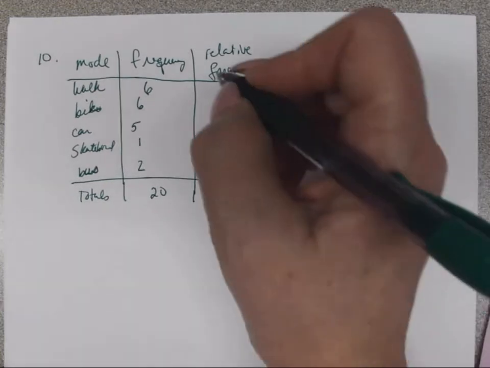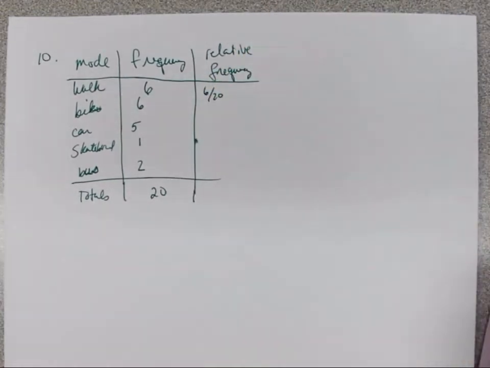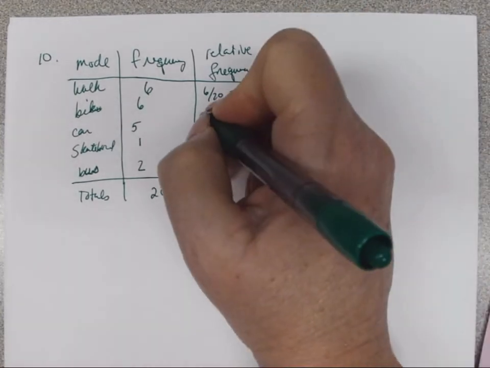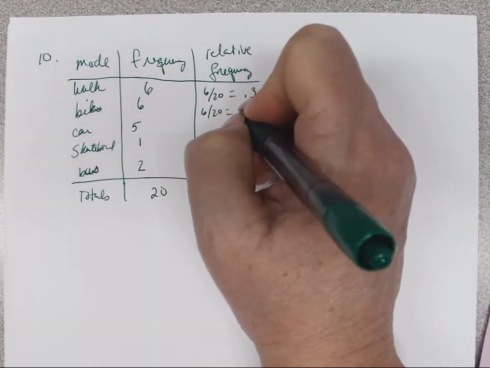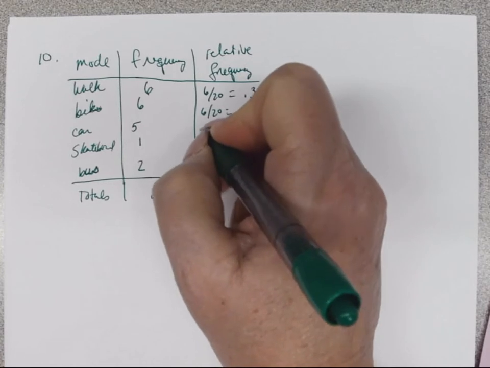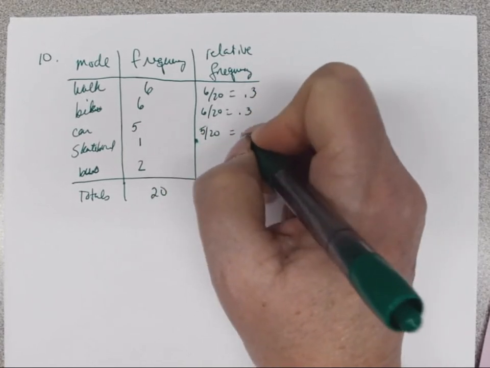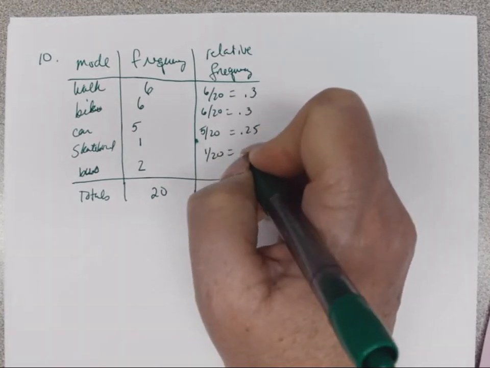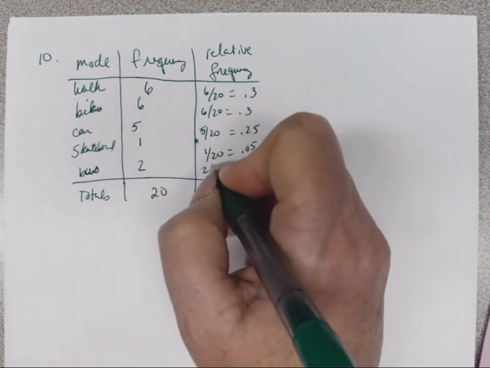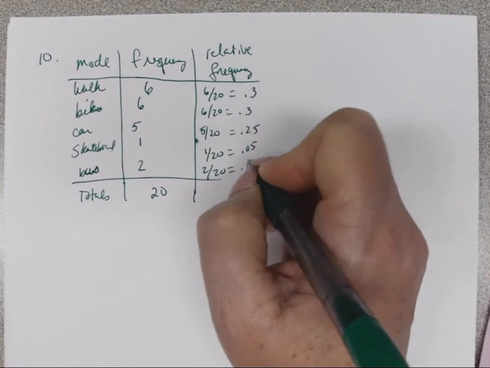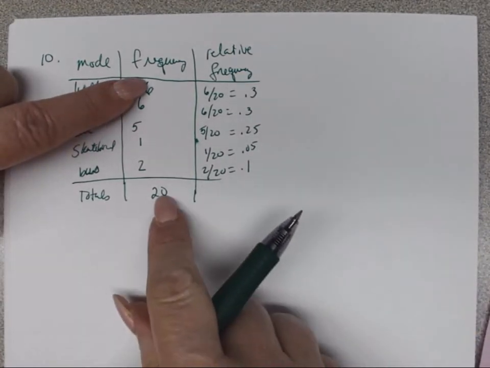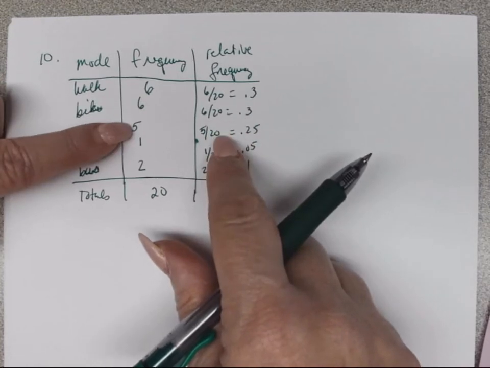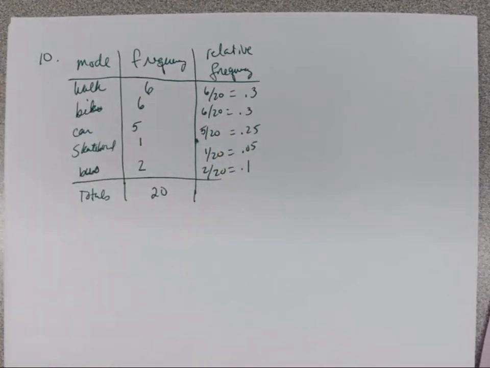Now the relative frequency is 6 over 20, and that'll get you 0.3. This would be 6 over 20, which gets you 0.3. 5 out of 20 will get you 0.25. 1 out of 20 gets you 0.05. And 2 out of 20 is 0.1. So I'm just taking each of these divided by the total number. So 6 out of 20, 5 out of 20, 1 out of 20, and 2 out of 20.